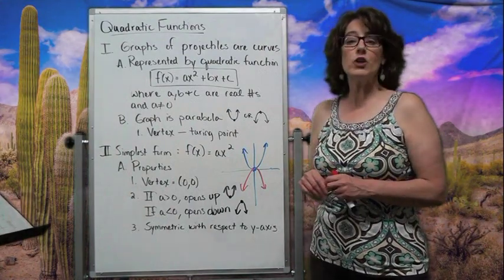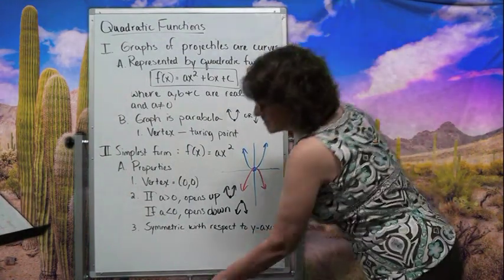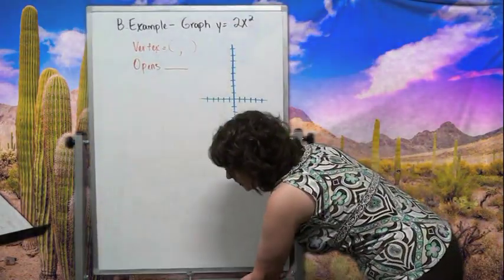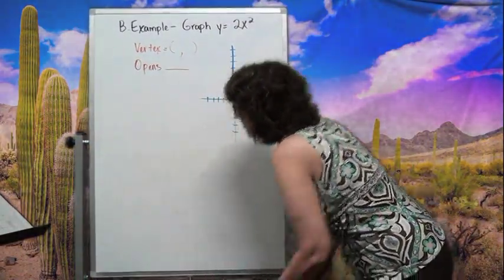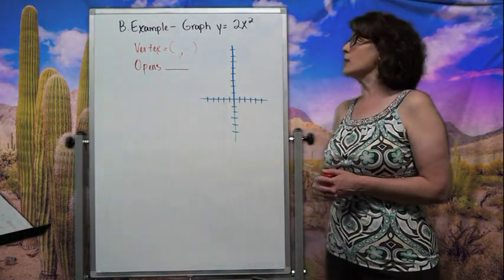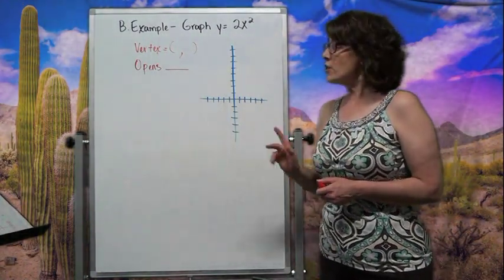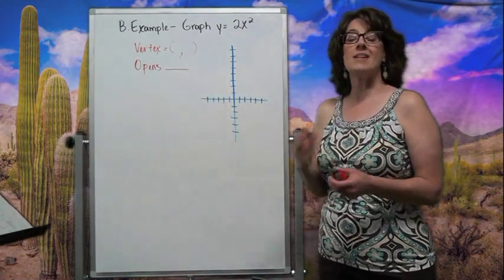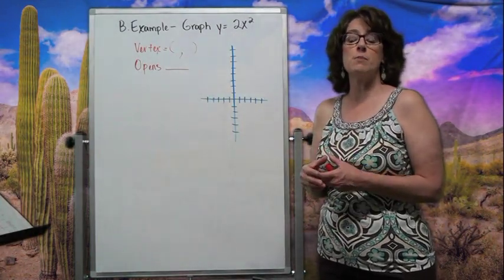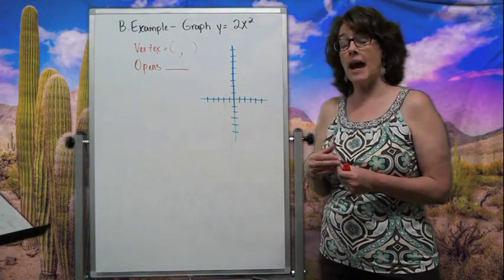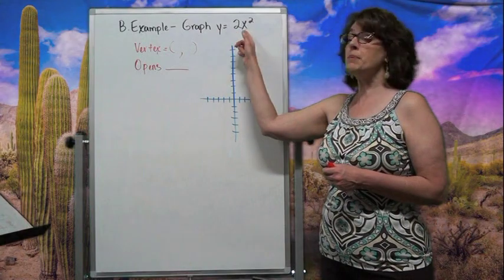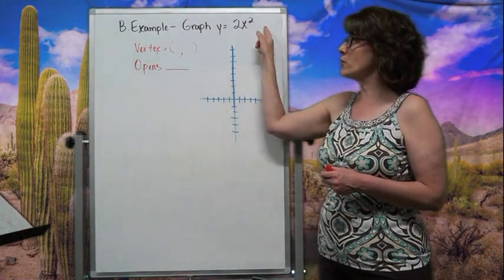So let's take a look at an example of the parabola in that simplest case. And take a look at what we've got right here. It says that I'm going to take that parabola, I'm going to graph y equals 2x squared. Well, first I need to figure out where that vertex sits, and then I need to figure out which way it opens, and then I can actually do the graph and use symmetry. I'll only need to get one half of the graph, and I'll use symmetry to get the other half of the graph.